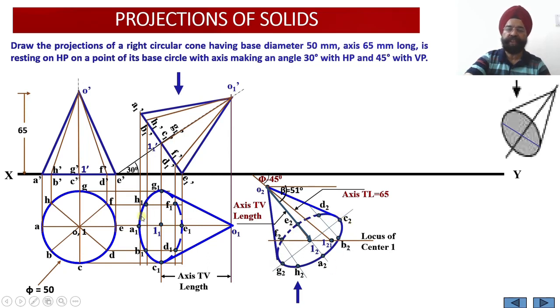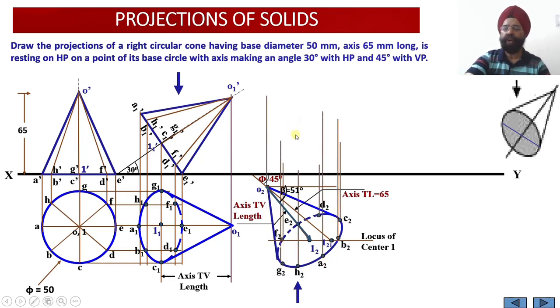Right now this figure and this figure are identical. The only difference is that now the axis is inclined at an angle of 45 degrees, and the plan of the axis is inclined over here at an angle of 51 degrees, which is equal to beta. Now let's work out the front view points.